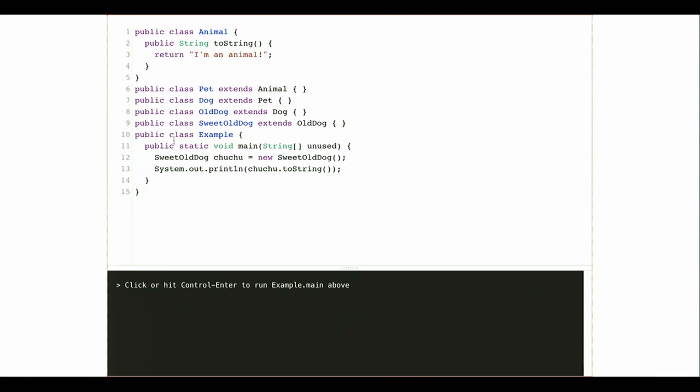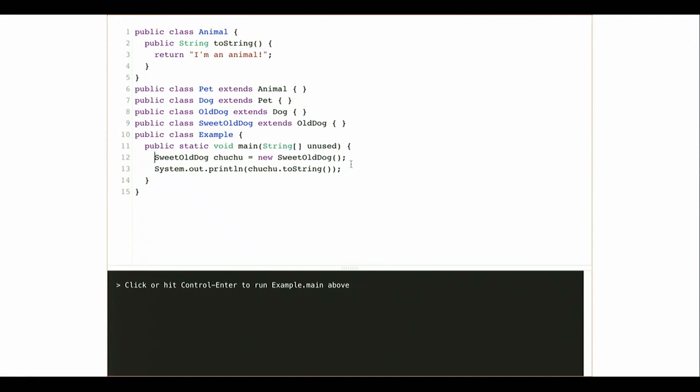so I've got this fairly silly, convoluted, two or three level object hierarchy here, right? Where I have an animal class, and then I have pet extends animal. Pet is a kind of animal, it's a subcategory of animal. Dog is a subcategory of pet. Old dog is a subcategory of dog. Sweet old dog is a subcategory of old dog. Limping dog is a subcategory of sweet old dog. That's the category that our dog is in right now.